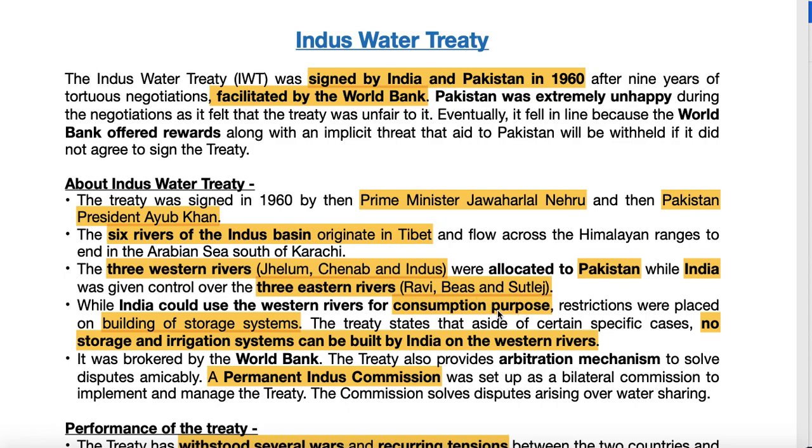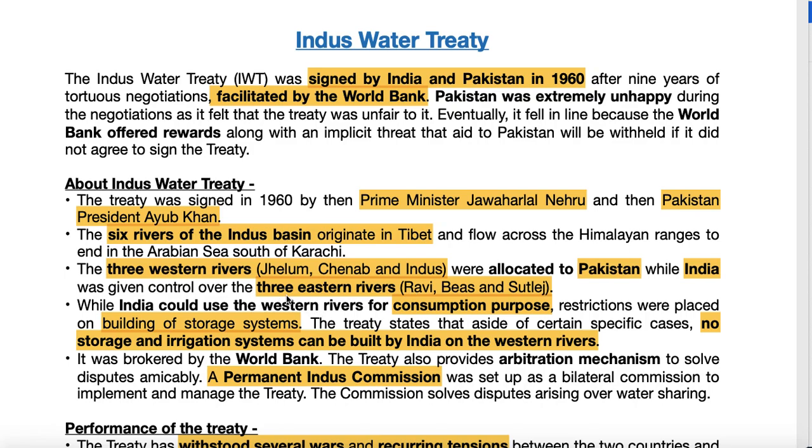This is the most disputed subject of this treaty, where most of the disputes arise from this clause that India can use the western rivers for consumption purposes. Now, what are these consumption purposes? For example, India can use these western rivers for agriculture, drinking water, and even some localized storage purposes also.